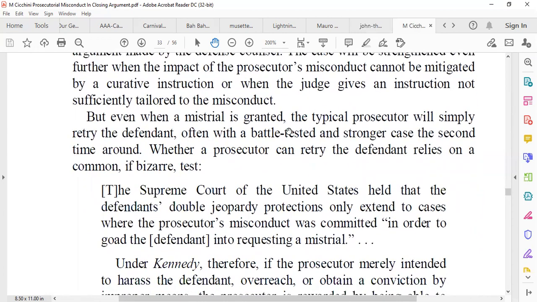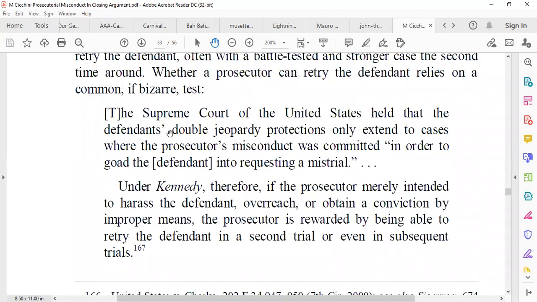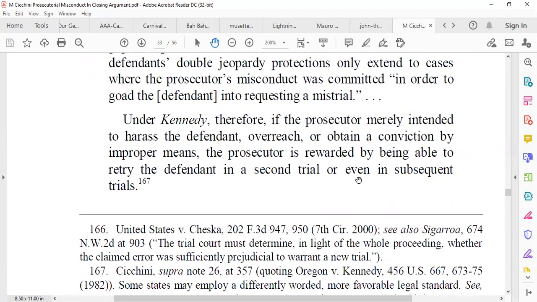But even when a mistrial is granted, the typical prosecutor will simply retry the defendant, often with a battle-tested and stronger case the second time around. Whether a prosecutor can retry the defendant relies on a common, if bizarre, test. The Supreme Court of the United States held that the defendant's double jeopardy protections only extend to cases where the prosecutor's misconduct was committed in order to goad the defendant into requesting a mistrial. Under Kennedy, therefore, if the prosecutor merely intended to harass the defendant, overreach, or obtain a conviction by improper means, the prosecutor is rewarded by being able to retry the defendant in a second trial or even in subsequent trials.